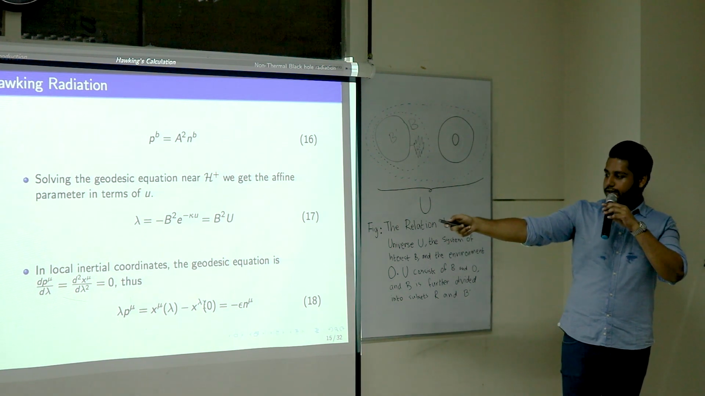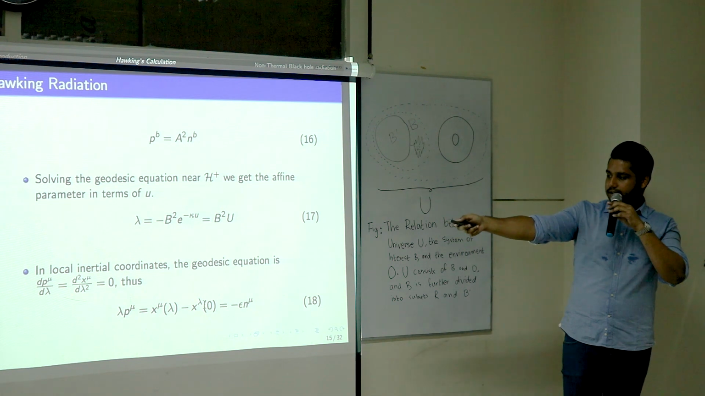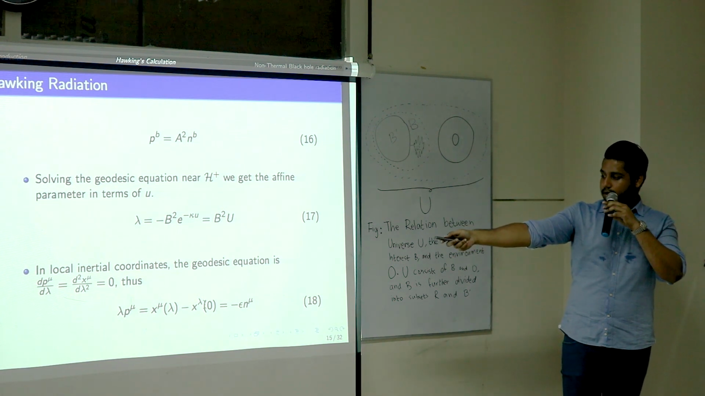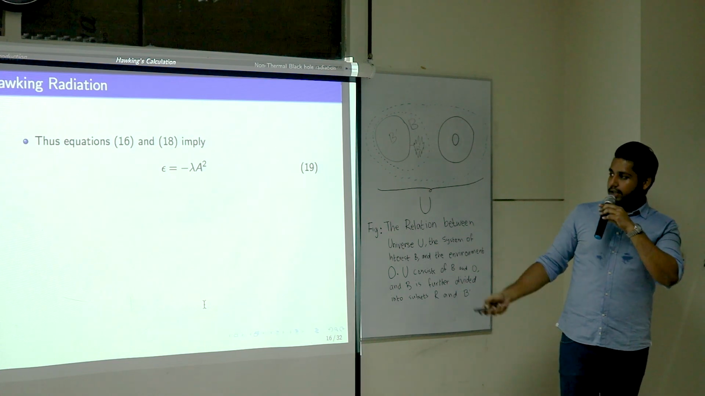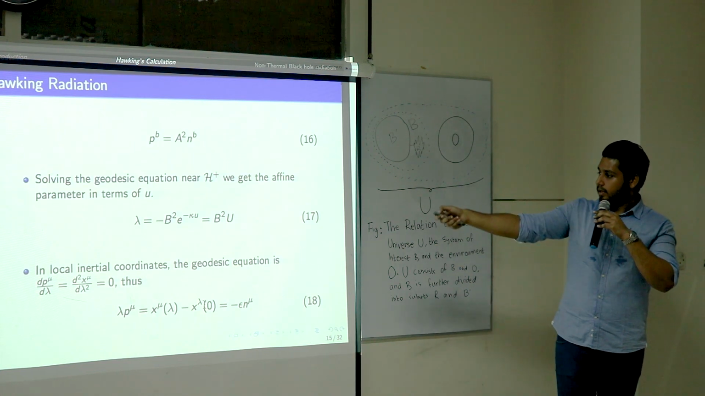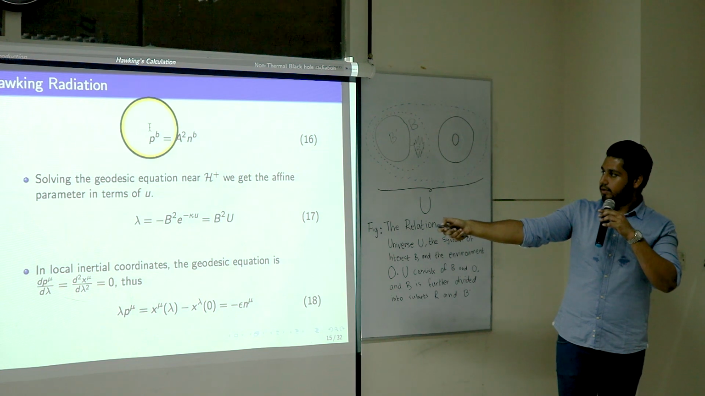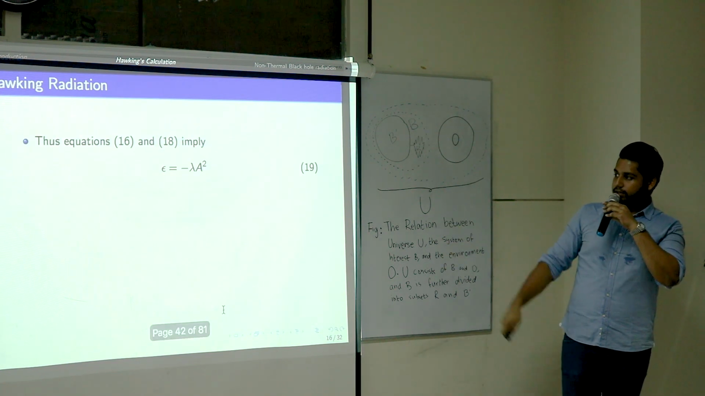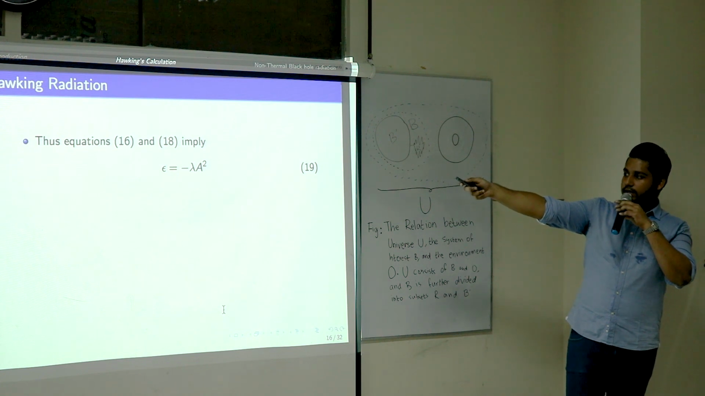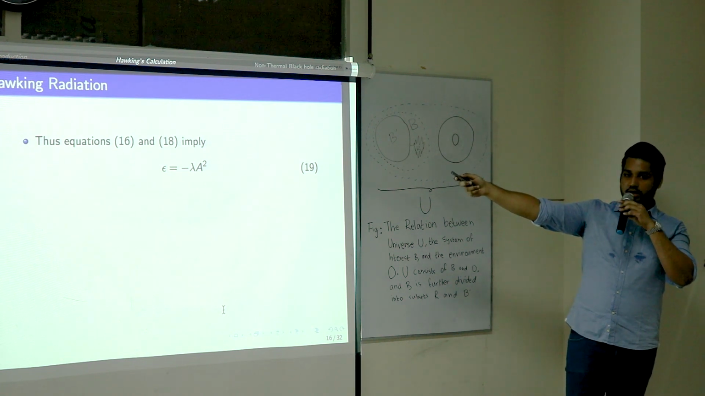And here in local inertial coordinates, the geodesic equation basically gives lambda b^mu equals minus epsilon n^mu. And as you can see from these two equations, equation 16 and 18, we shall then find a relation for epsilon. We get a value for epsilon equal to minus lambda a squared.